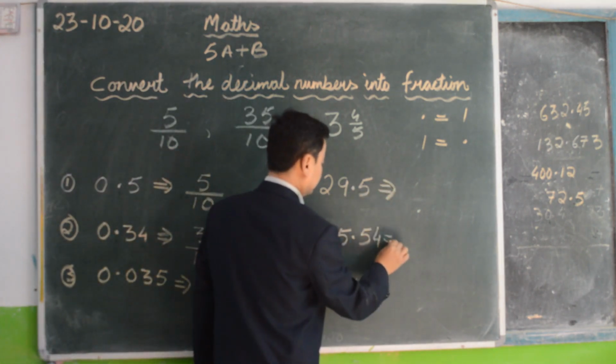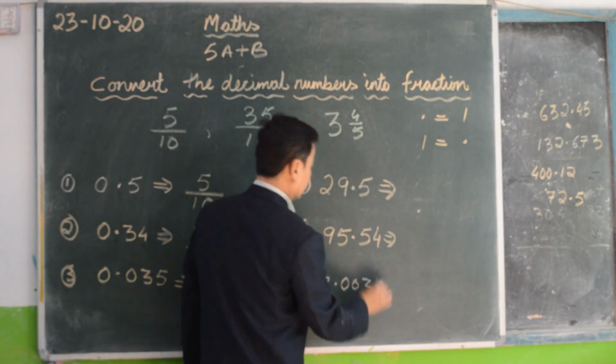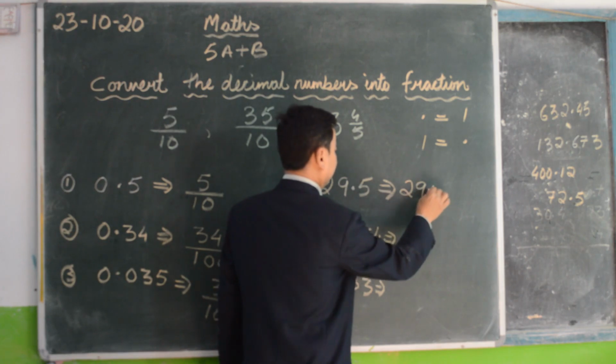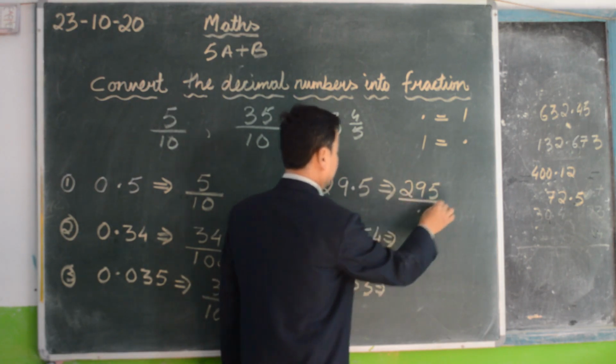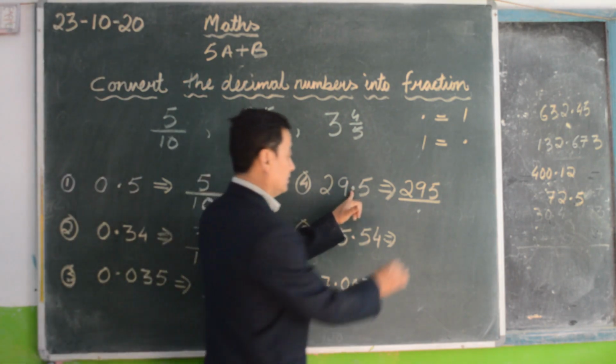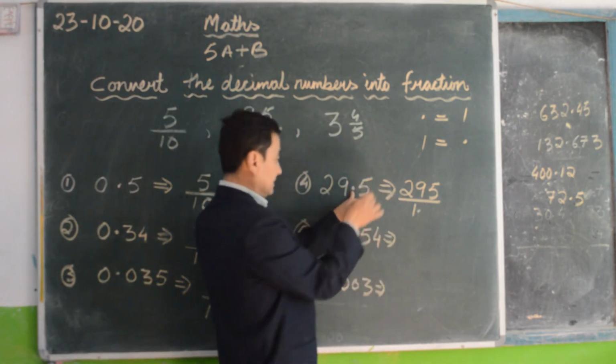Okay? Let's have a look. So we write the same number 295. Do not put that point. Put your finger on point, pointing into 1. And how many numbers after the decimal point?